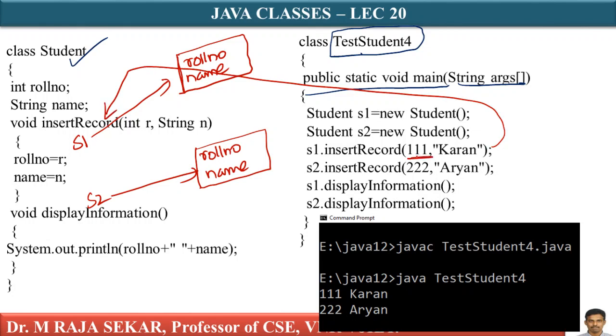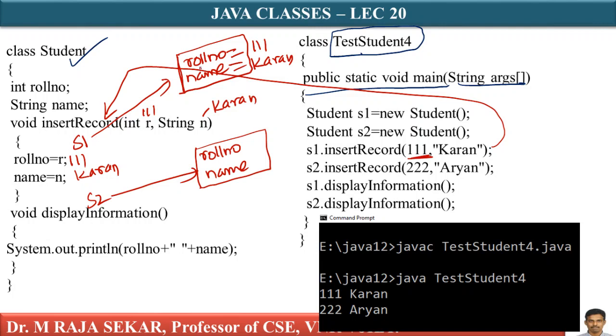What is the first value? 311. This 311 will be copied to R. Now R equals 311. This current will be copied to N. Roll number equals R. What is R? 311. Name equals N. What is name? Current. Therefore, in roll number you will get 311, and in name you will get current.